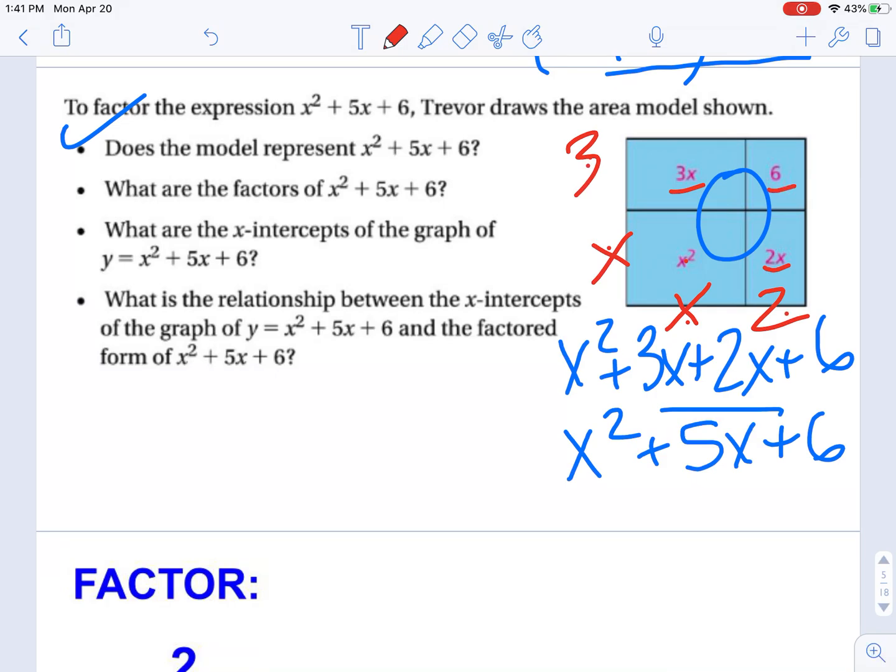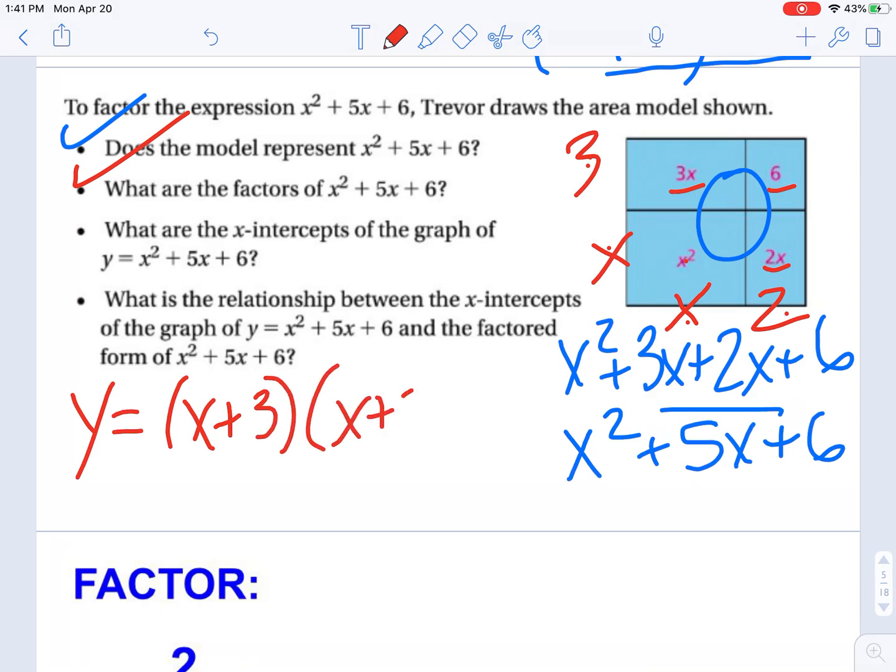So I'm going to take this information from my area model and I'm going to write the factored version of the equation. This is just another way to do it. Okay, so here's the factored version. y equals x plus 3, x plus 2.